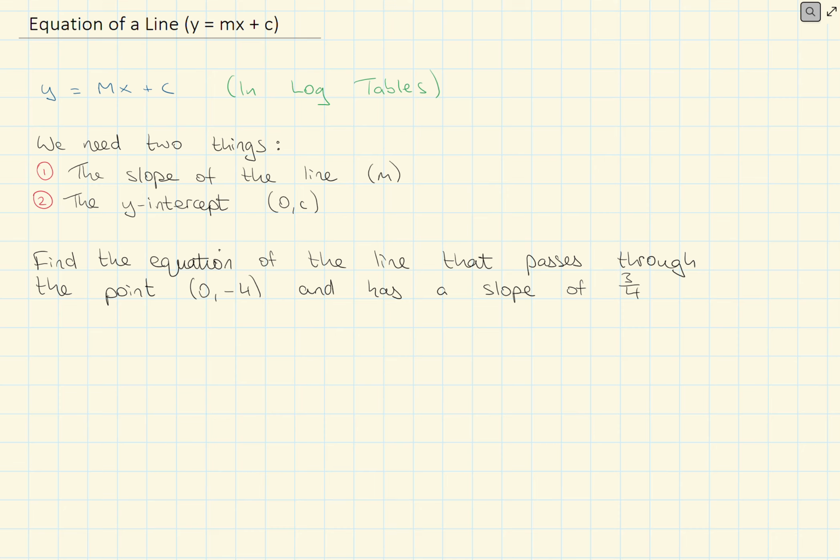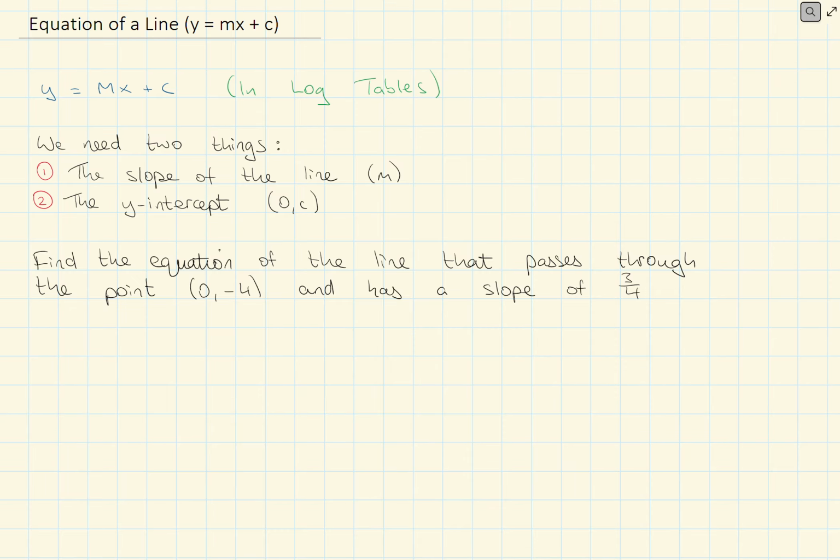Okay, so in this video we're going to have a look at finding the equation of a line using the formula y equals mx plus c. This formula is in our log tables, so we don't need to memorize it. We're going to need two things: the slope of the line, that's m, and the y-intercept, so that's where it crosses the y-axis, which will be in the format (0, c).